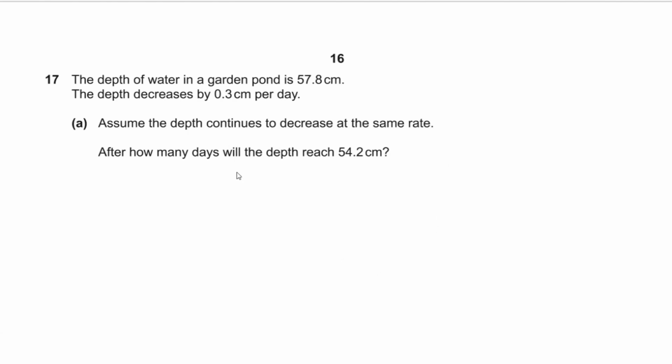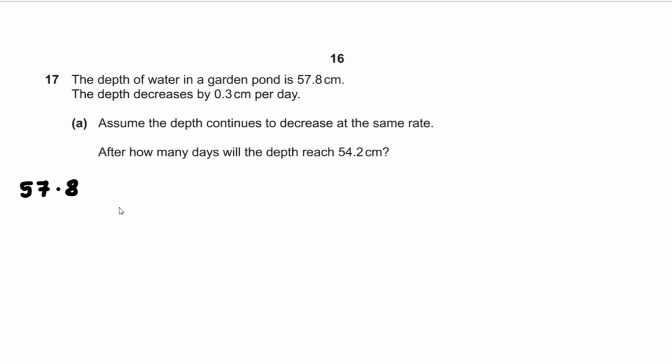Question 17. The depth of water in a garden pond is 57.8 centimeters. The depth decreases by 0.3 centimeters per day. Part A, assume the depth continues to decrease at the same rate. After how many days will the depth reach 54.2? So we start off with this 57.8. Let's subtract 0.3 each time until we get the 54.2.